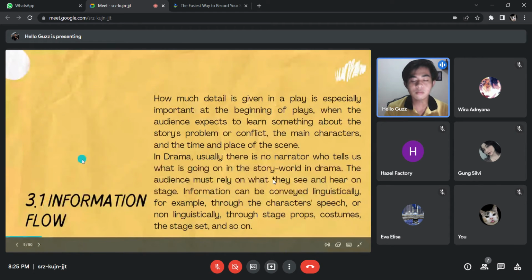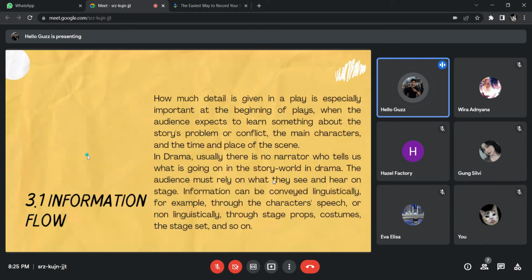Okay, for the first is information flow. How much detail is given in a play is especially important at the beginning of plays, when the audience expects to learn something about the story problem or conflict, the main characters, and the time and place of the scene. In drama, usually there is no narrator who tells us what's going on in the story world. The audience must rely on what they see and hear on stage. Information can be conveyed linguistically, for example, through the characters' speech, or non-linguistically through stage props, costumes, the stage set, and so on.